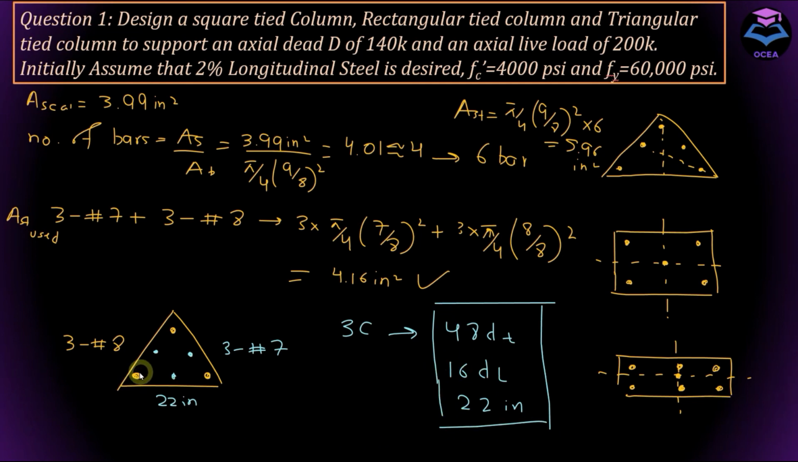And furthermore, we also need to check the clear spacing between the longitudinal bars. If it's greater than 6 inch, we need to provide an additional tie. And in this column, you can provide tie in this manner. And if an additional tie is required, you can provide tie in this way.